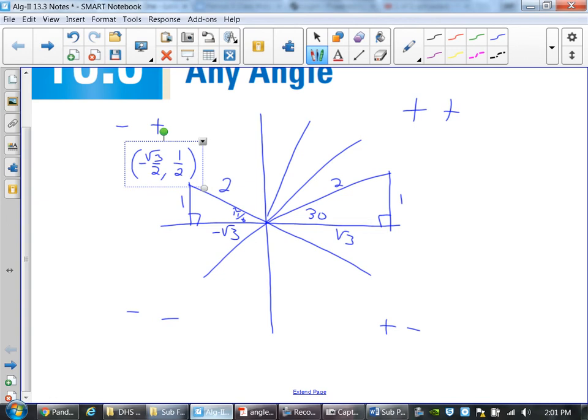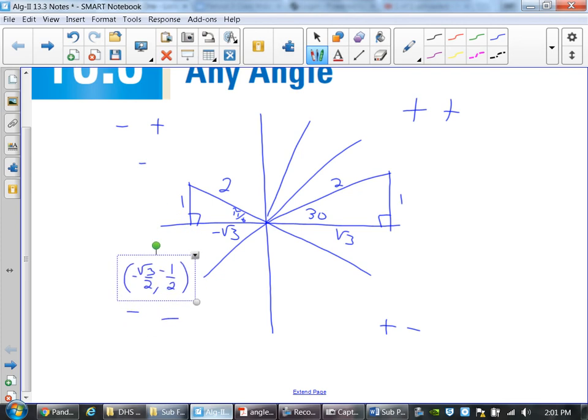Negative. Yes, ma'am. Why isn't it a 30 degree angle? It is. It's 5 pi over 6. Okay. As I move them down to this third quadrant, they would both be negative.